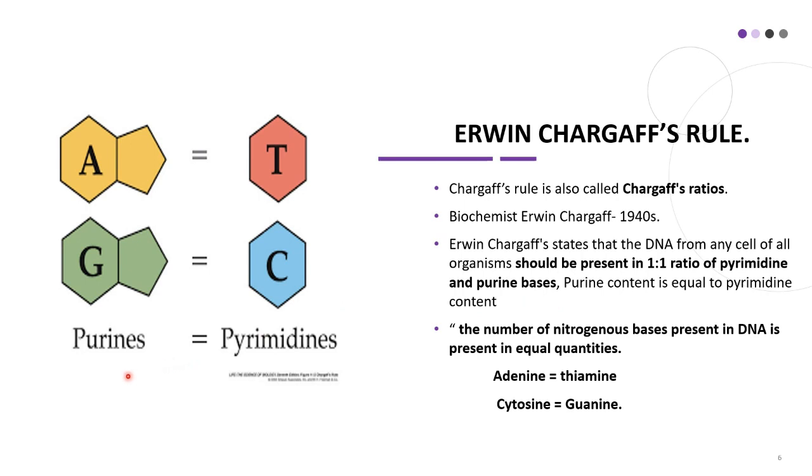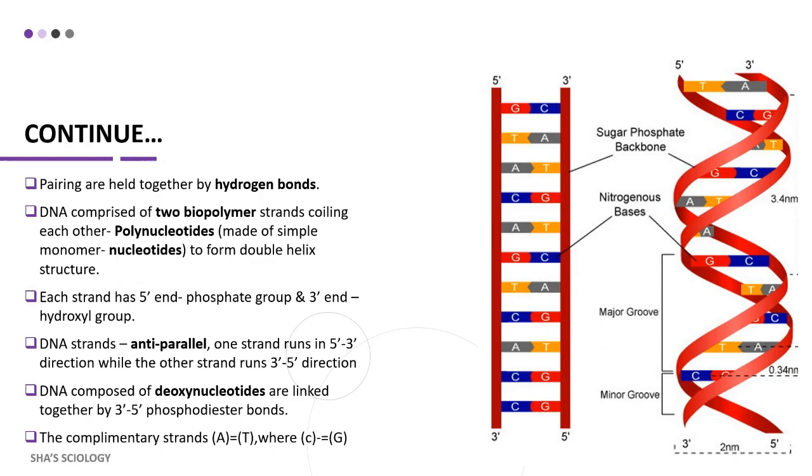So here we have four nitrogen bases, right? We separate them into two basic forms, which are called purines and pyrimidines. Adenine and guanine are called purines, whereas thymine and cytosine are called pyrimidines. So here what is said is that the ratio of pyrimidines is equal to the ratio of purines. So the number of nitrogen bases in the DNA is in equal quantities, whereas adenine is equal to thymine and cytosine is equal to guanine.